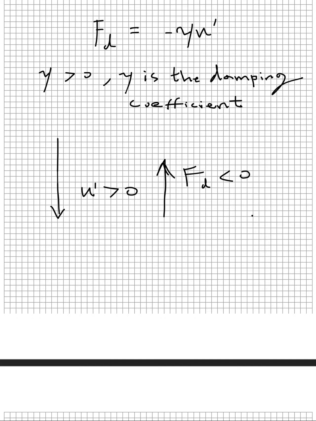And so likewise, if the object is moving upward, the velocity will be negative, right? And so the damping force will be positive and acting to push the object back down. So this will be positive. So in other words, the damping force as we define it will always act to counter the current motion of the object, and so will act to damp out any motion in the object. Okay?